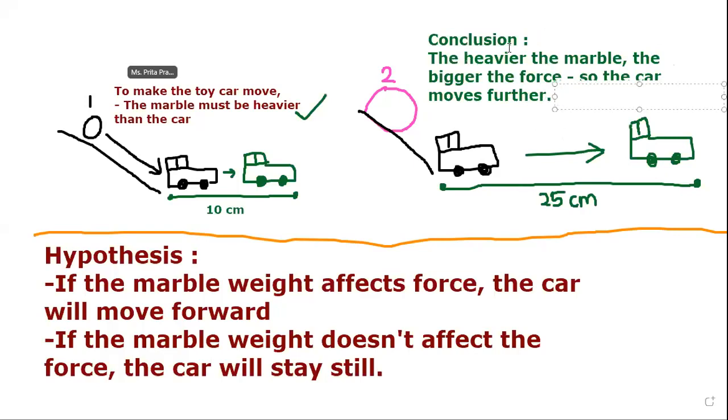Because the weight of the marble is bigger. So basically you're writing the sentence but backwards. So the car moved further because the force is bigger, the weight of the marble is bigger. So for B, the answer is the car moves further because the force is bigger.